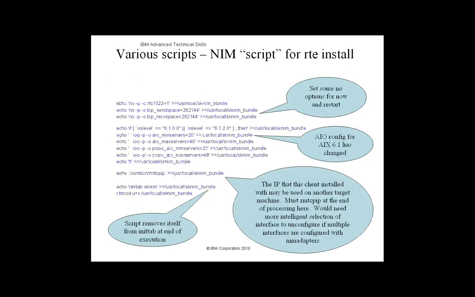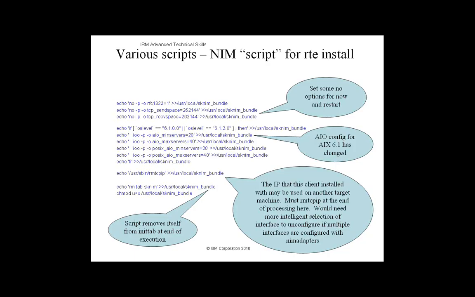I put some other commands in there. I'm going to have this script that I'm building set some no options. And I'm going to check if my OS level is 6.1 or 6.1.2. I'm going to do some different configuration of async I/O.